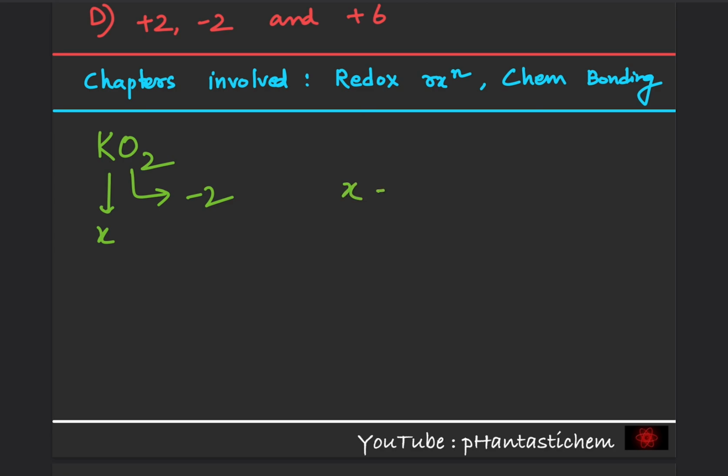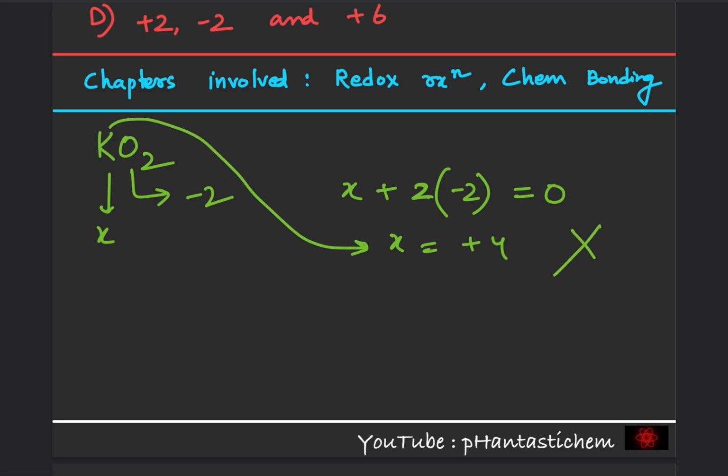So therefore X plus 2 times -2, since there are two atoms of oxygen each carrying oxidation state of -2, and the total charge is 0. So therefore X will be equal to +4. So therefore the oxidation state of K is +4. This is incorrect because according to the rules for assigning oxidation number, the oxidation number of alkali metals, that is the group 1 metals, lithium, sodium, potassium, rubidium, cesium, all of them is always +1.